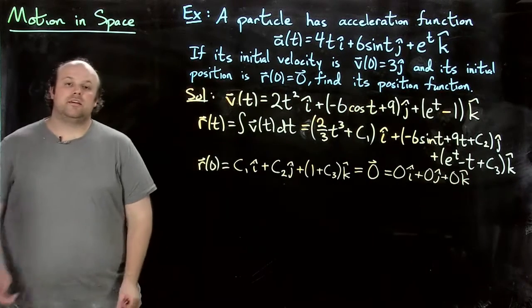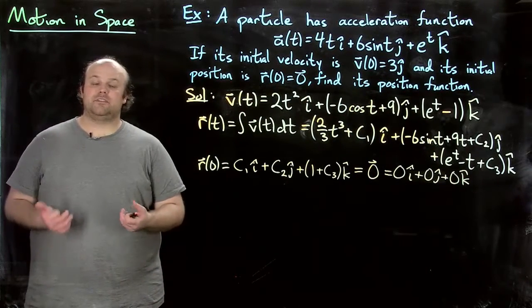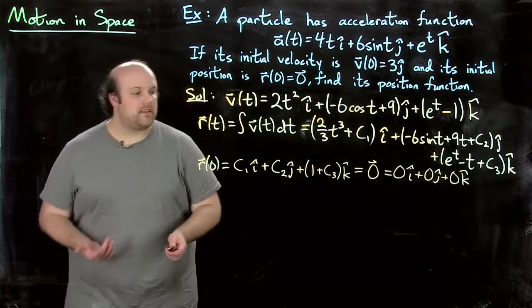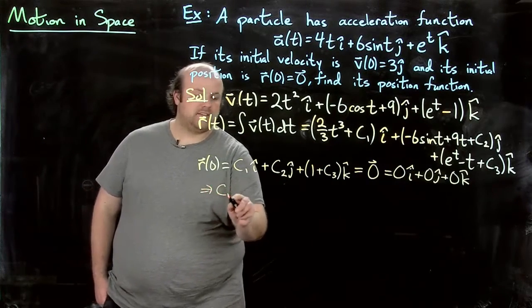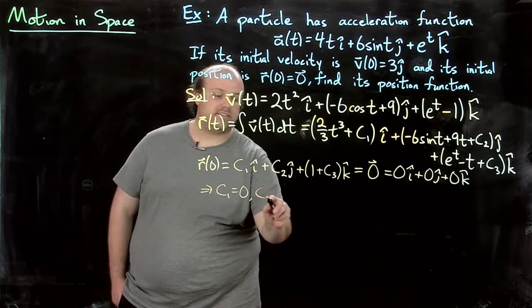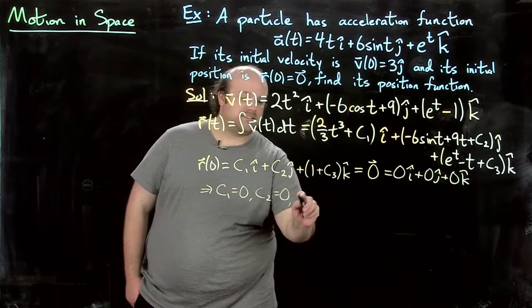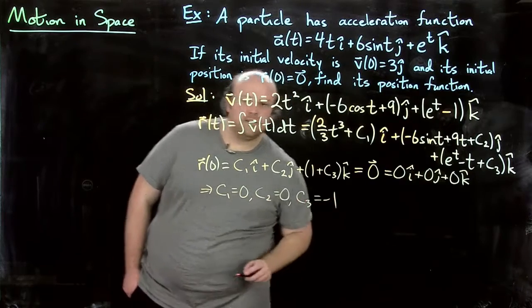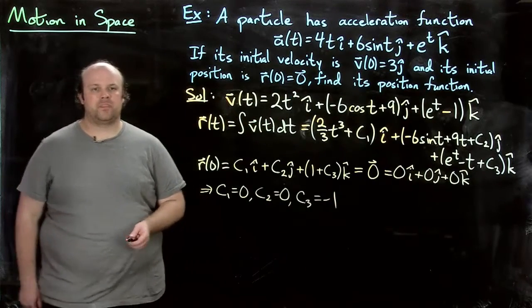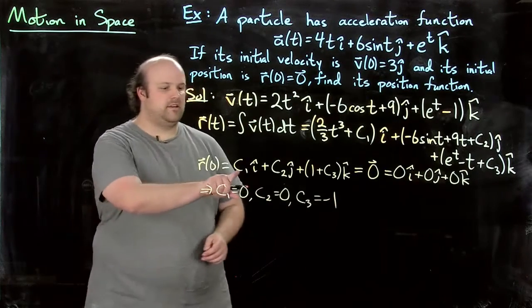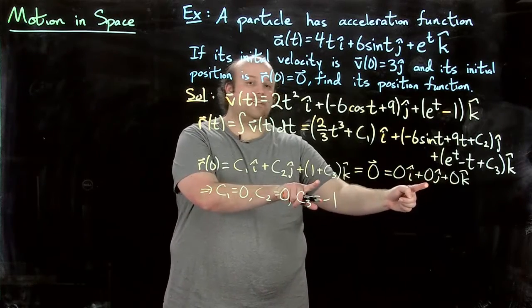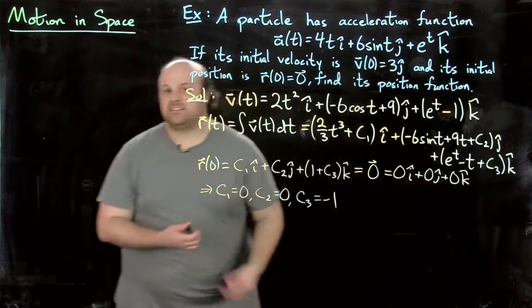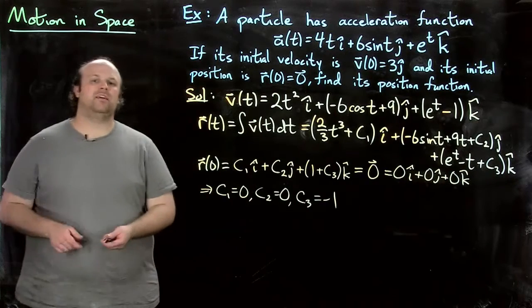Okay. And using this, we can find c1, c2, and c3 again. This time it's pretty easy, so I'll just write down here. c1 is 0, c2 is 0, and c3 is minus 1. Right, that's just comparing them. So c1 is 0, c2 is 0, 1 plus c3 is 0, so that means c3 is minus 1.